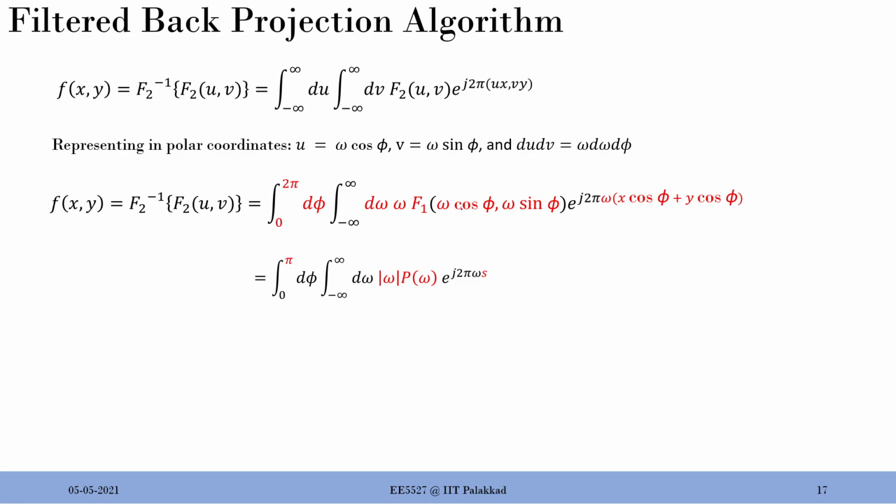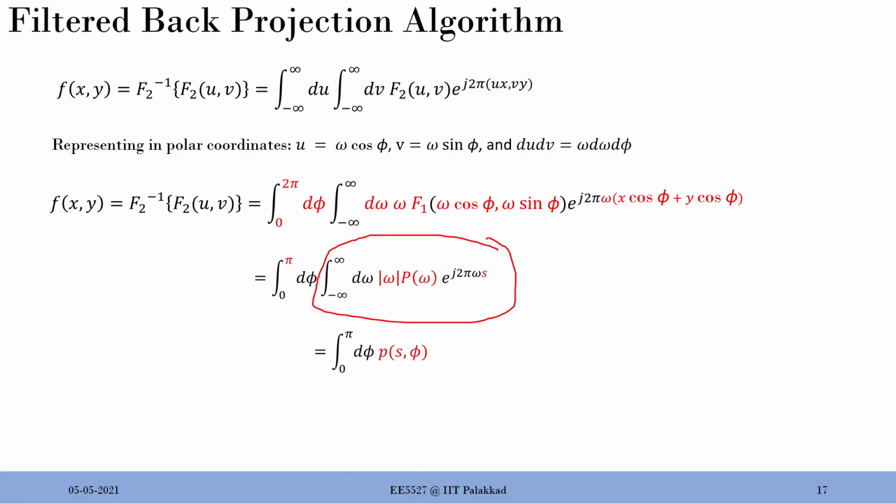Then p of omega is nothing but, from the Fourier slice theorem that I explained in the previous case, the slice is equivalent to taking the Fourier transform of the projection. That's what I mean here. And then of course this particular thing is nothing but the inverse Fourier transform, which you can easily find out.